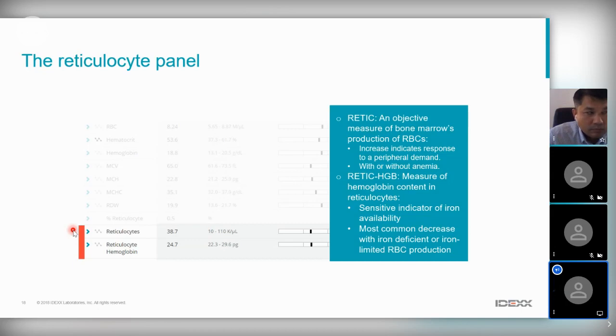Reticulocytes indicate a response to a peripheral demand, with or without anemia. So if the demand for RBCs is increased in the body, the bone marrow will produce more reticulocytes and release them into the circulation.